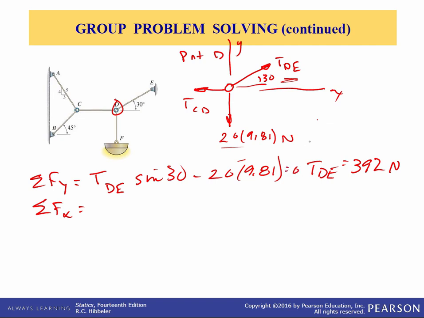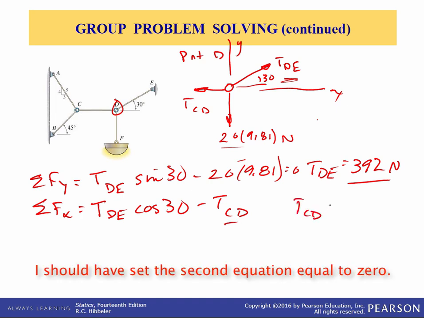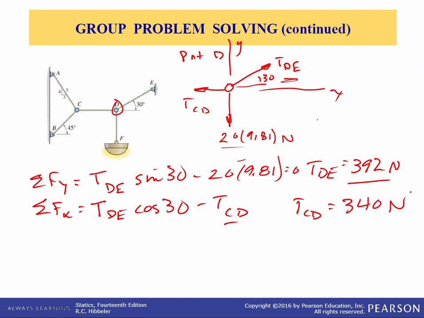Now let's sum forces in the x direction. This is equal to 0. X direction, so we have the component of TDE in the x direction. It's positive, right? First quadrant, so TDE times cosine of 30, and then the only other force in the x direction is TCD, and it's negative. Since we just solved for TDE, we can solve for TCD and get that TCD is 340 newtons. Great, so now we know the tension in cable CD and the tension in cable DE. So now let's move on and draw the free body diagram at point C.